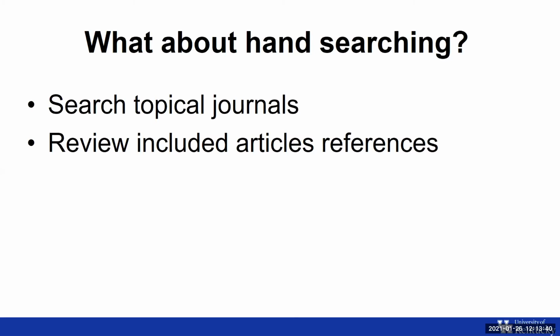And so maybe you have several included articles from one journal. You might want to check the table of contents for that journal over the past several years to see if you're missing something. And then you also want to review all of the included articles in your systematic review, and review the references for those articles. So it's sort of like citation tracking, but that's what we mean when we say hand searching. The term is kind of outdated, but that's really what we mean.